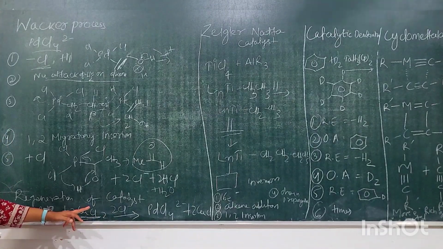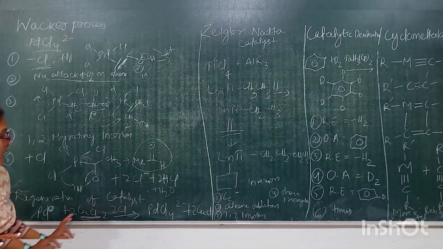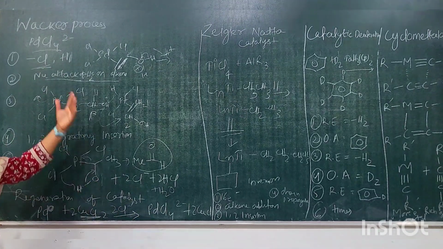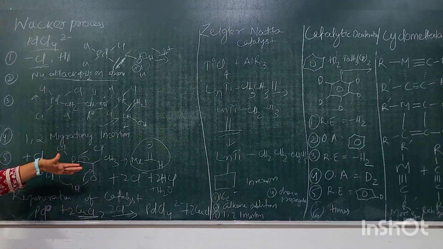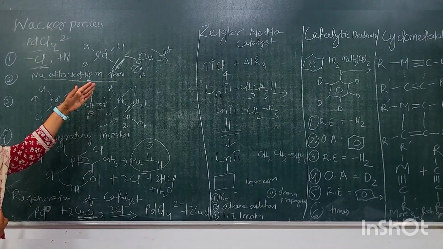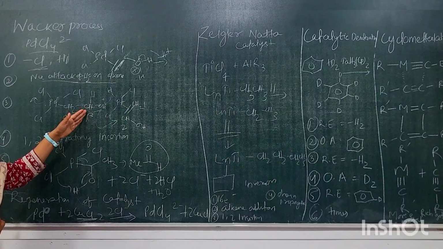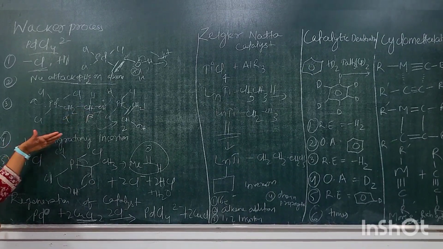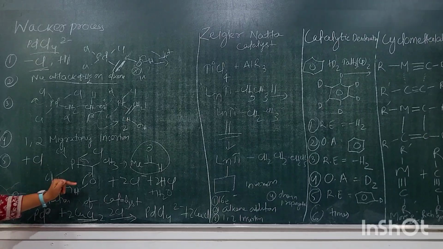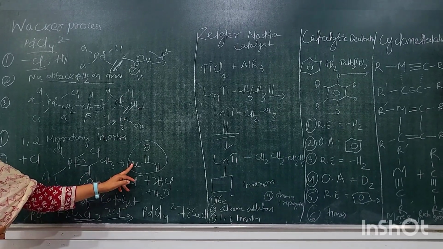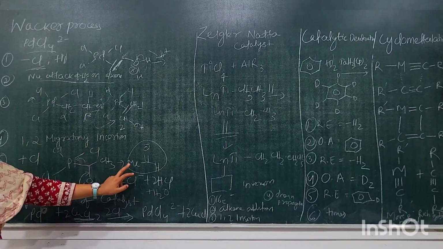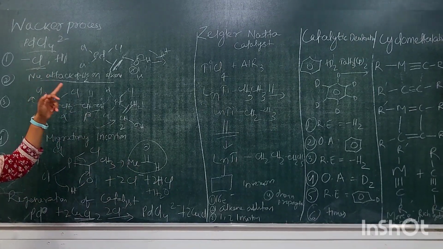Here we can regenerate the catalyst by reacting this with cupric chloride. Cupric chloride gets converted to cuprous chloride and the catalyst gets regenerated, and we can repeat the cycle. So here we can see elimination of alkene, then nucleophilic attack of water, then beta hydride elimination, then 1,2 migratory insertion, then elimination of HCl, and simultaneously formation of acetaldehyde. So we see the alkene is getting converted to acetaldehyde in the Wacker process.